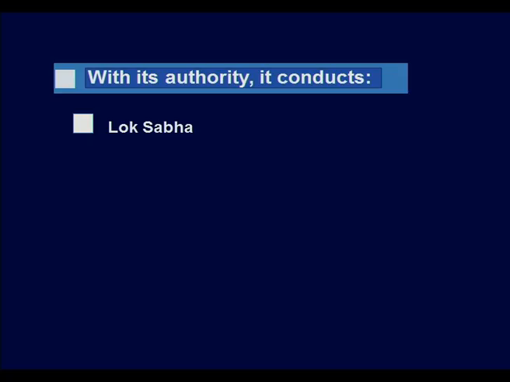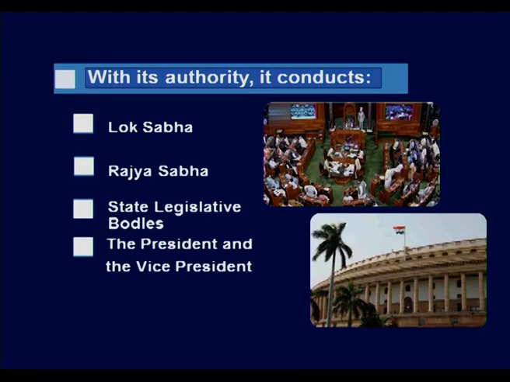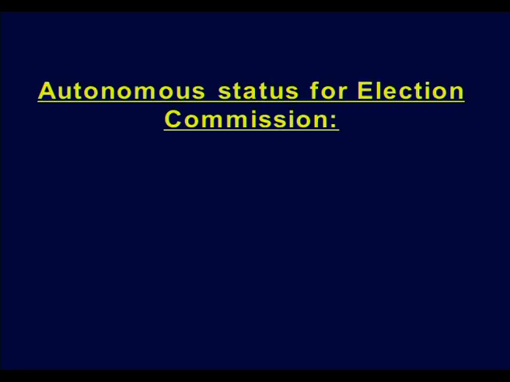So, the Election Commission, with its authority, conducts elections for Lok Sabha, Rajya Sabha, state legislative bodies and the President and the Vice President. This Election Commission has an autonomous status. Children, autonomous means free. That means this commission is free from anyone else. They need not be answerable to anyone. It is not controlled by anything else. So, the Election Commission has an autonomous status.